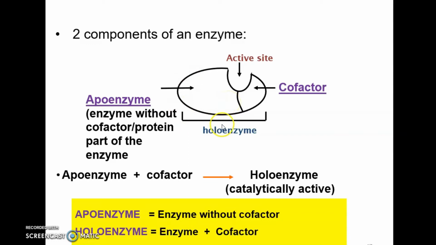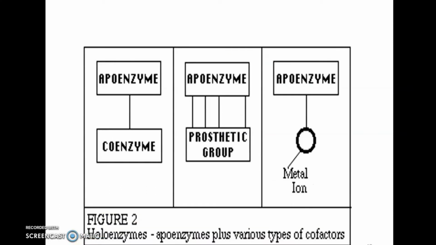If the enzyme is without cofactor, we call it apoenzyme. Enzyme with cofactor is called holoenzyme. Apoenzyme plus cofactor is holoenzyme. Apoenzyme, enzyme without cofactor. Holoenzyme, enzyme with cofactor. So this cofactor will bind to the allosteric site, which means it is part of the active site. So here again, apoenzyme plus cofactor becomes holoenzyme.